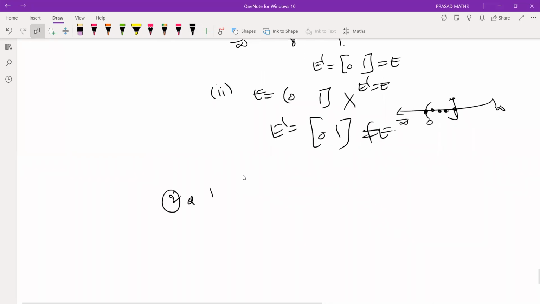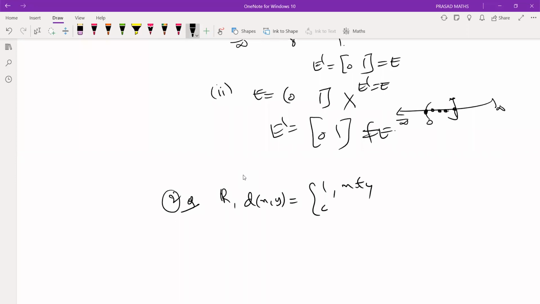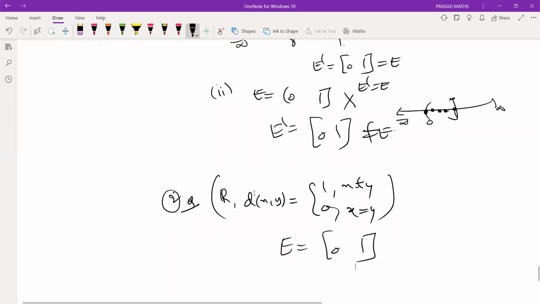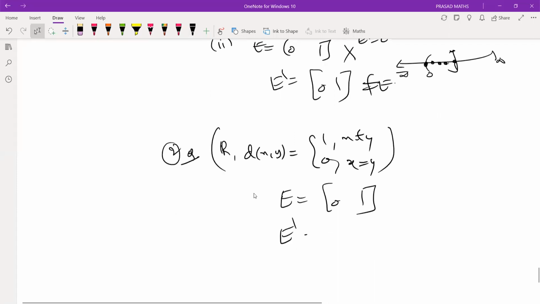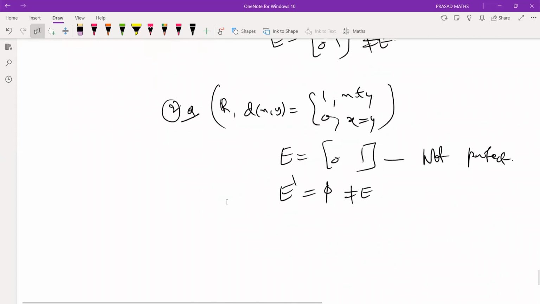In the second example, suppose you take R with respect to the discrete metric. You take any subset. This is a subset of R. What is E prime? We have seen a discrete metric space has no limit points. It's empty. It cannot be E, therefore it's not perfect. Okay.